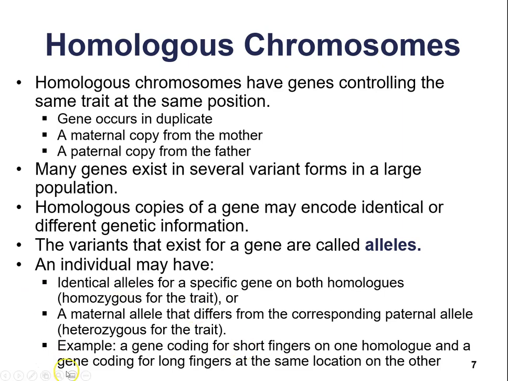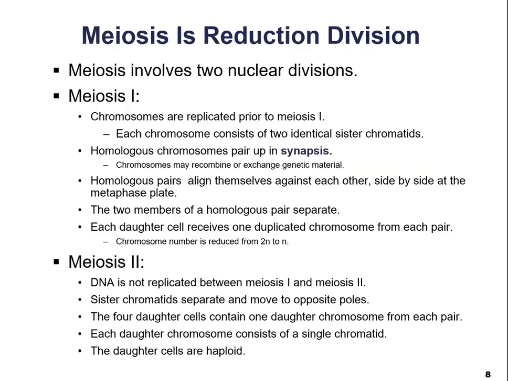If you are homozygous, you would have the gene coding for short fingers on both the maternal and the paternal homolog. So these terms, homozygous and heterozygous, and homozygous recessive, homozygous dominant, we are going to talk about in the next chapter, chapter 11. You don't have to worry about grasping everything here because we will focus on that in the next chapter. We're just introducing these terms, but re-emphasizing them later on.